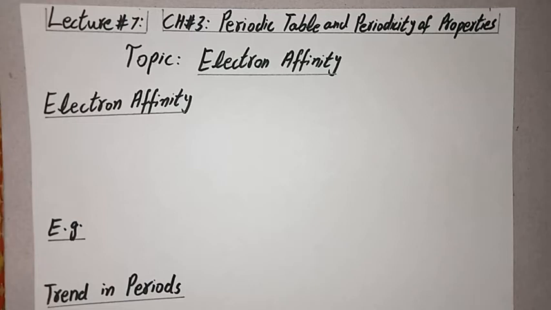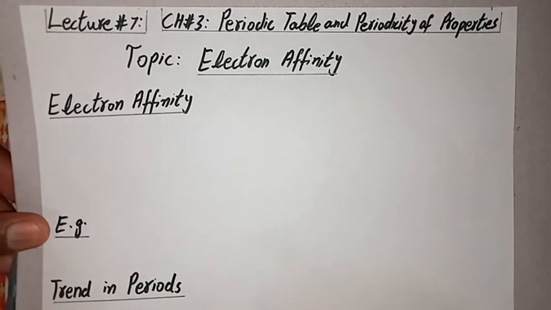As you know, we are learning chapter number 3, periodic table and periodicity of properties. The topic of our today's discussion is electron affinity. As we have learned about ionization energy, electron affinity is also an amount of energy, but it is different from ionization energy. So first of all, we will discuss what electron affinity is.